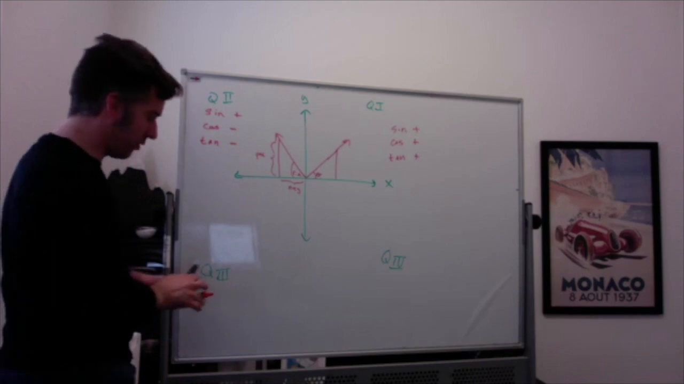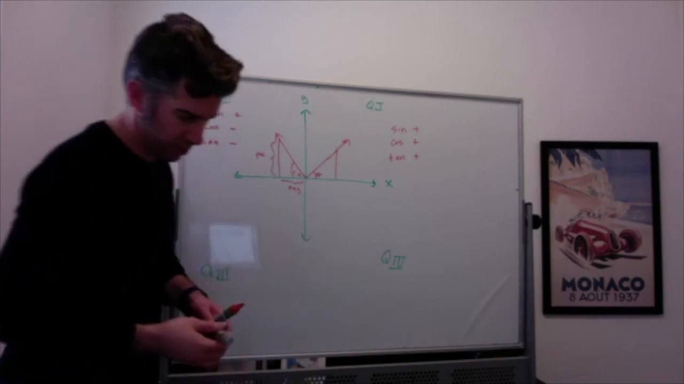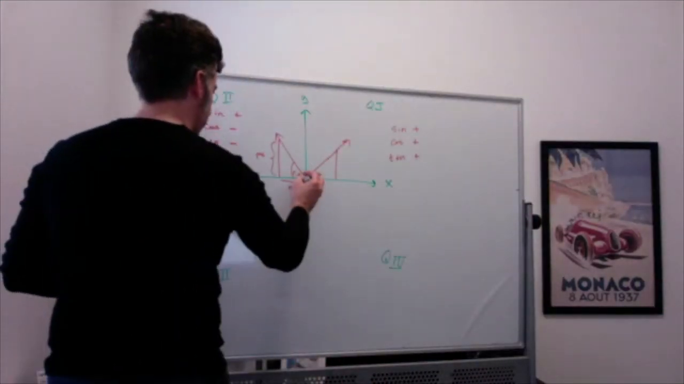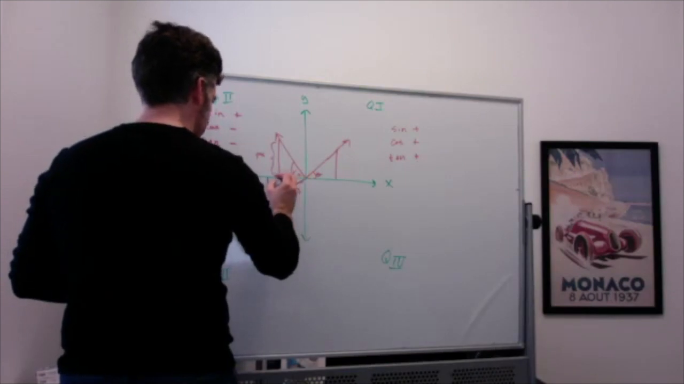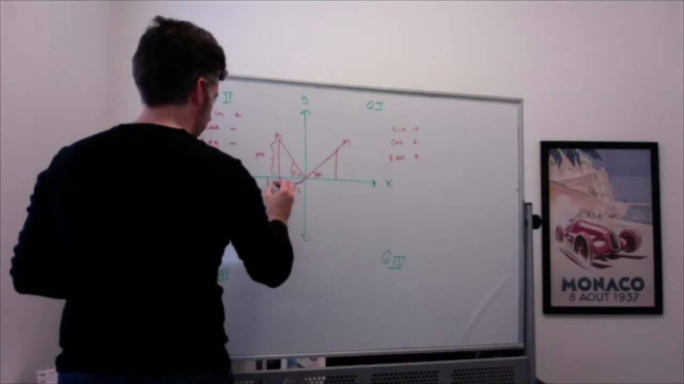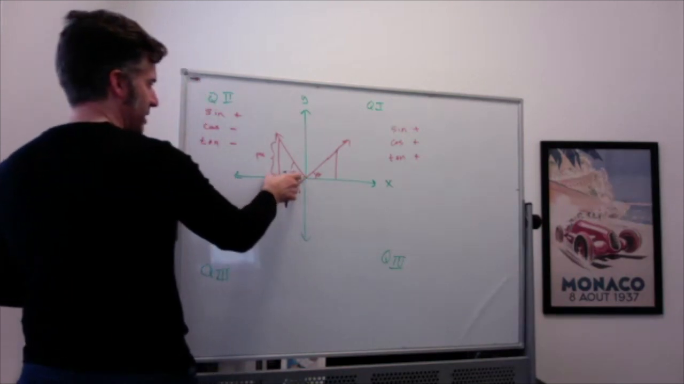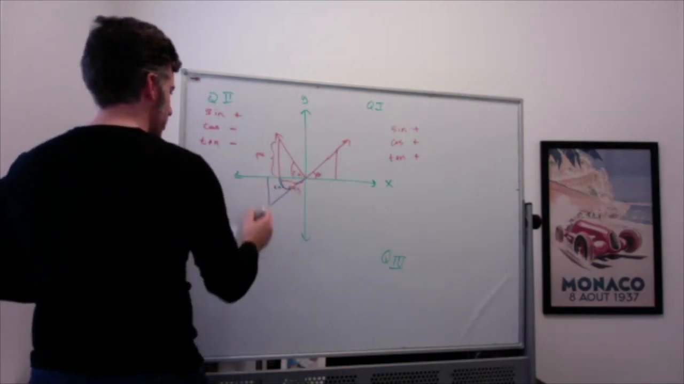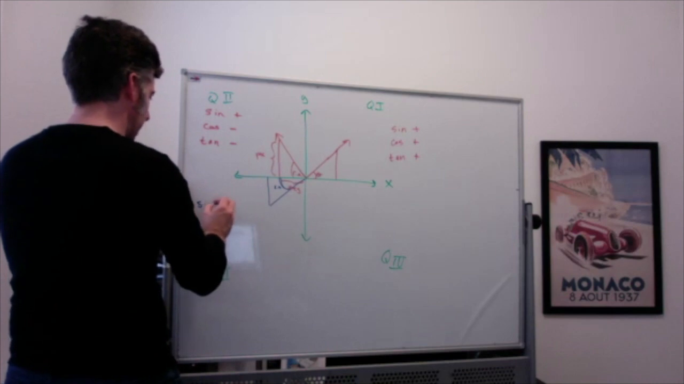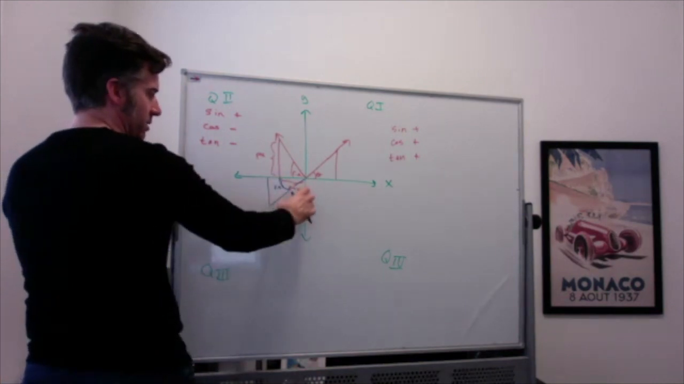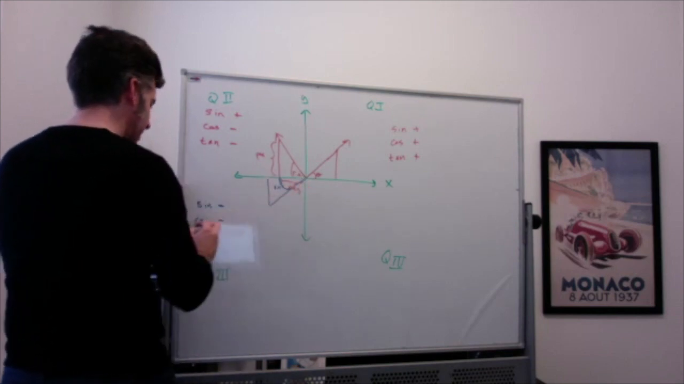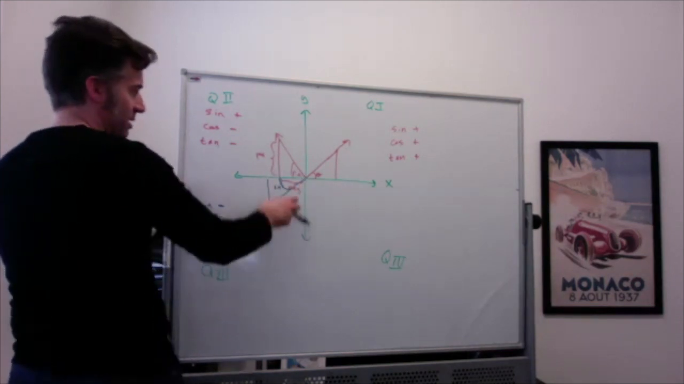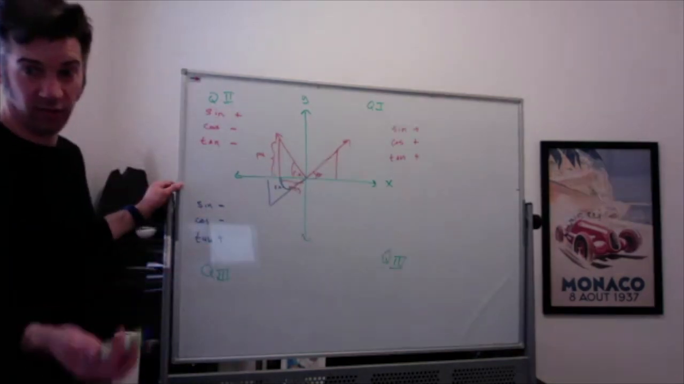Same kind of thing happens in the third quadrant. In the third quadrant, let me use a different color here, if I have some angle like this, draw a perpendicular, here's my reference angle, right? Now this side's negative and this side's negative. So sine is going to be negative because it's a negative over a positive. Cosine is going to be negative because it's a negative over a positive. And tangent is going to be positive because it's opposite over adjacent, which is a negative over a negative.